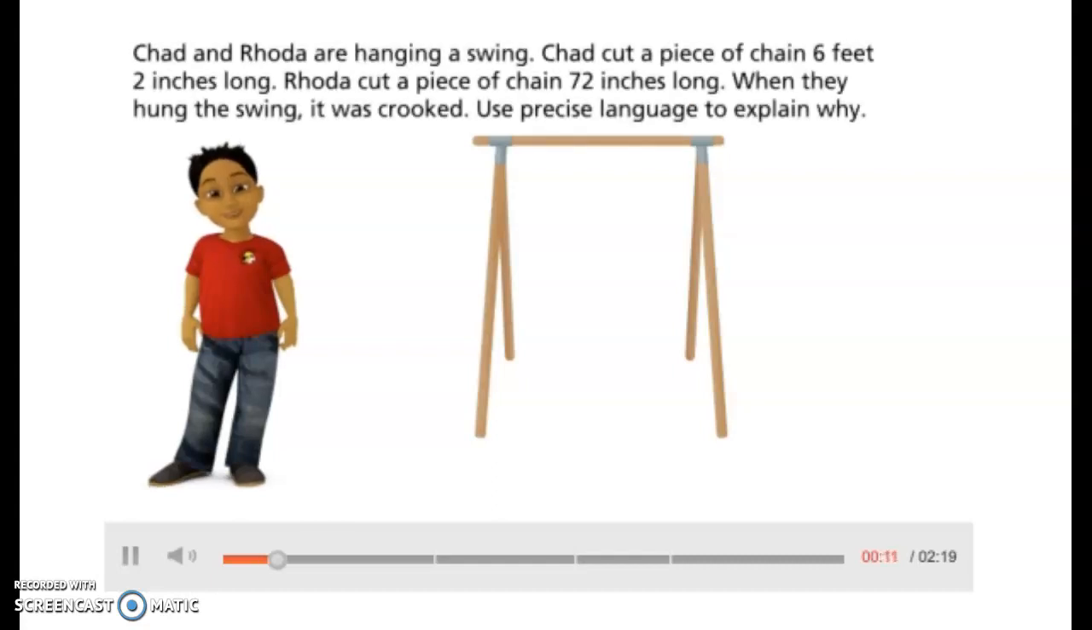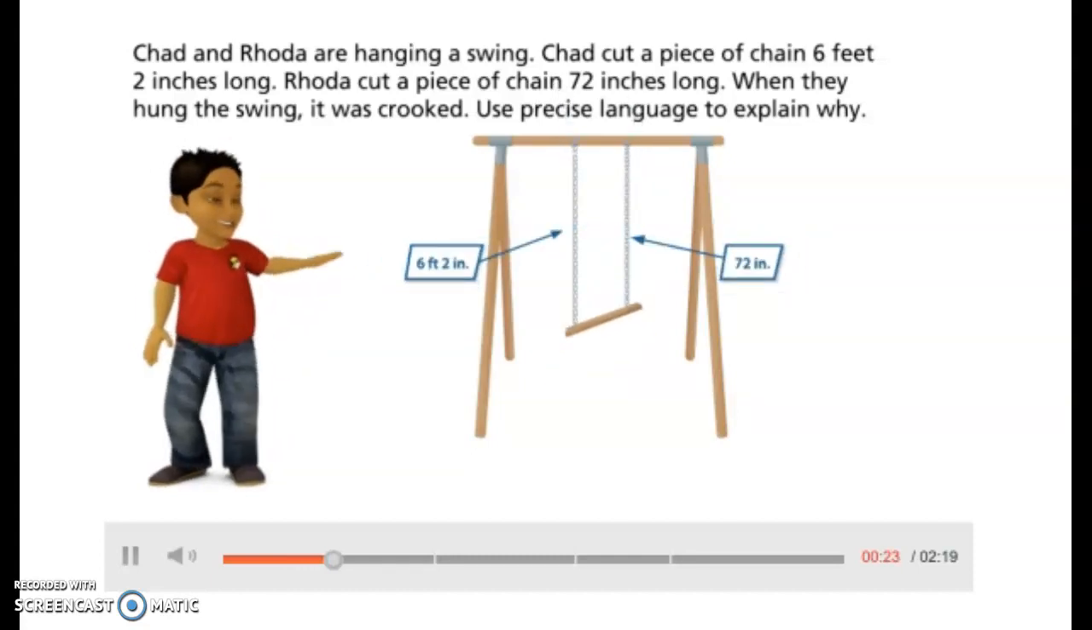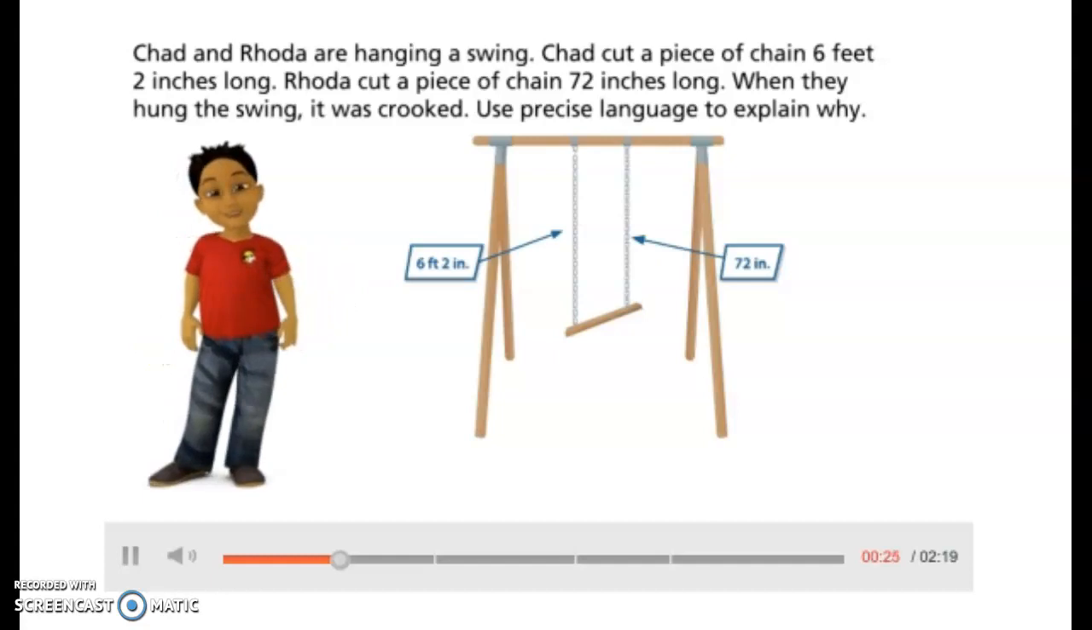Chad and Rhoda are hanging a swing. Chad cut a piece of chain 6 feet 2 inches long. Rhoda cut a piece of chain 72 inches long. When they hung the swing, it was crooked. Use precise language to explain why.